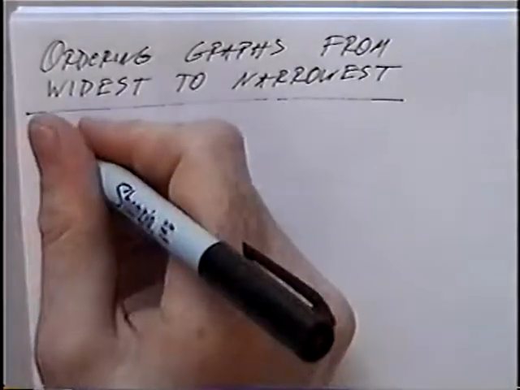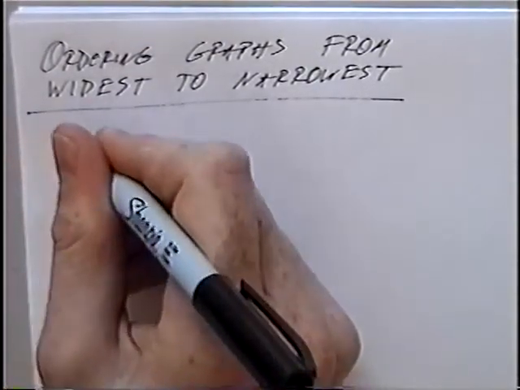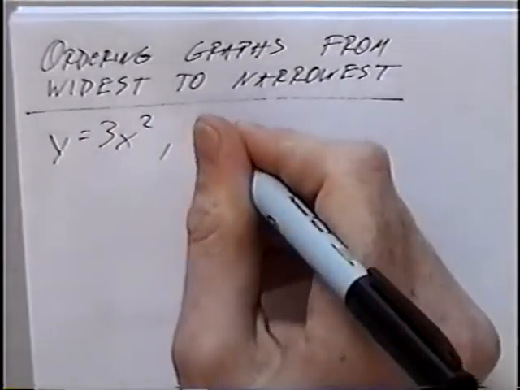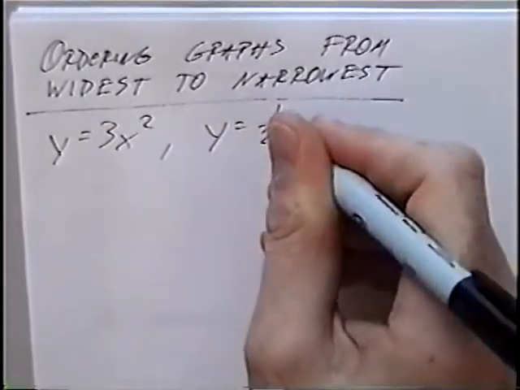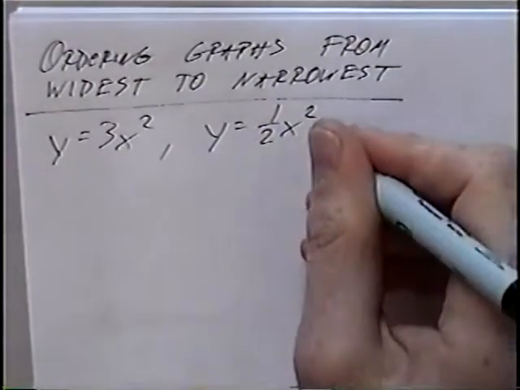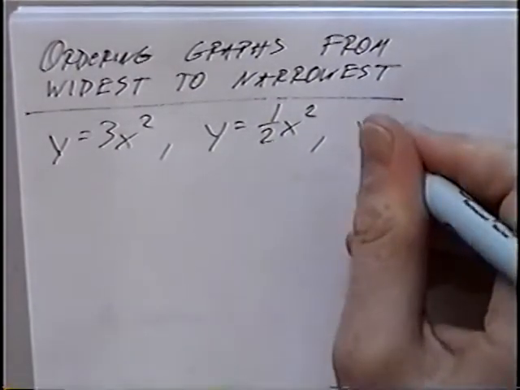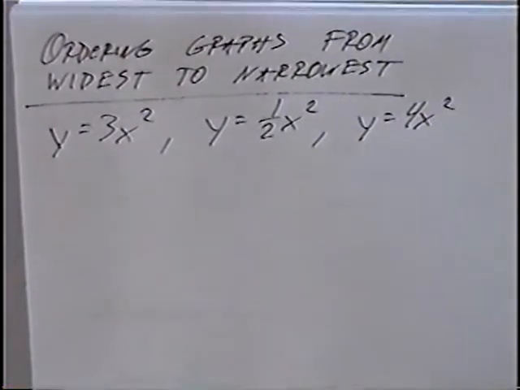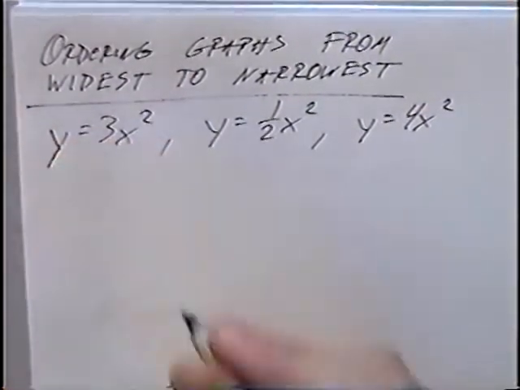The 3 graphs we'll do for the first problem. Y equals 3x squared. Second graph, y equals 1/2 x squared. And the third one, y equals 4x squared. Each of these graphs will be a parabola shape.